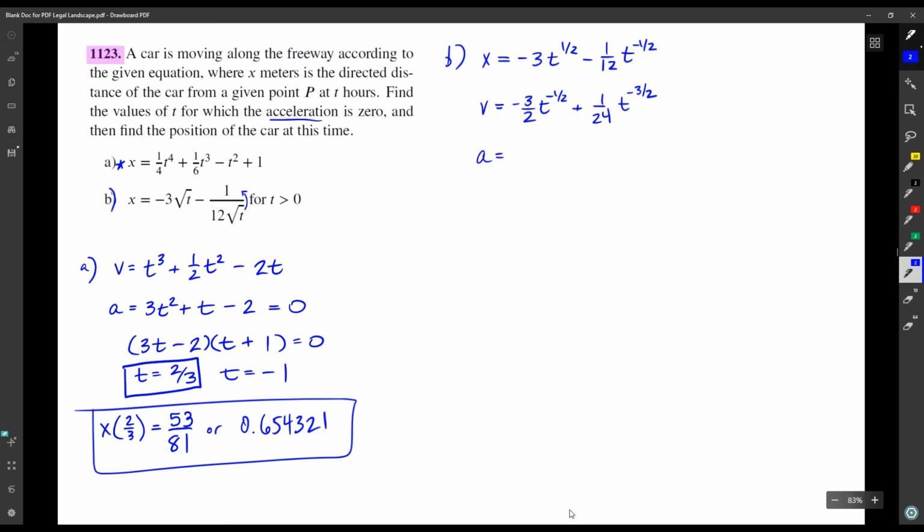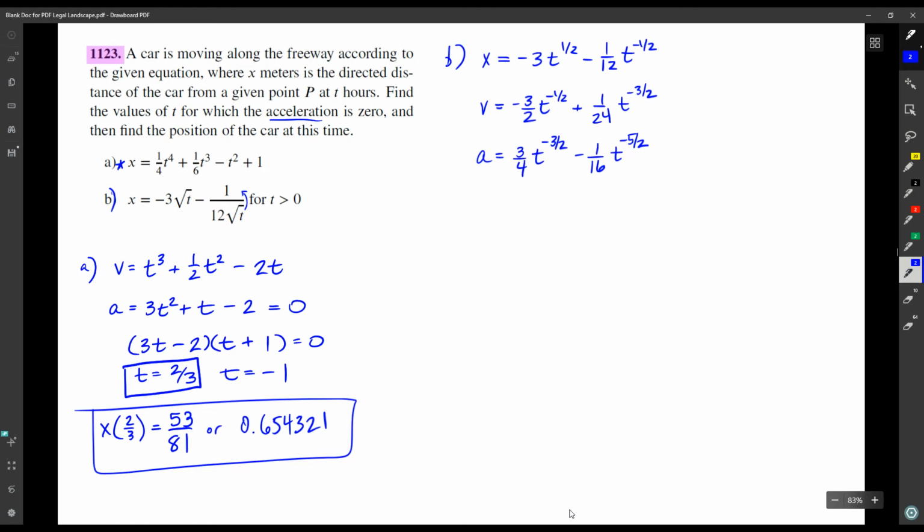For acceleration, we're going to take the negative 1/2 and multiply it by the negative 3/2 and get 3/4. And then that's going to be a t to the negative 3/2 power. Then we're going to take our negative 3/2 and multiply that by 1/24. So that's going to be, let's see, 3 and 24 will cancel into an 8. So I think that's negative 1/16. And now that's t to the power of negative 5/2.